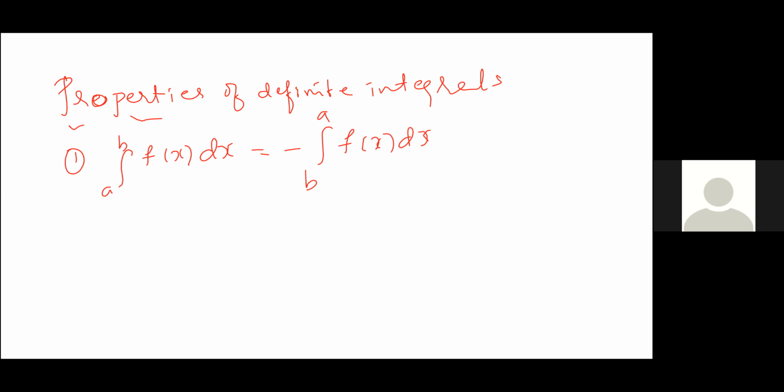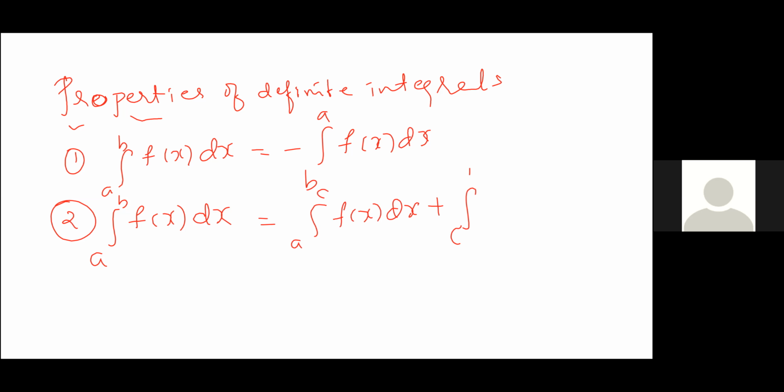Second one is the integration from a to b of f of x dx. If you are splitting the path, you can write this as the integral from a to c of f of x dx plus the integral from c to b of f of x dx. And keep one more thing in mind: whenever you integrate a definite integral, you should not write the integration constant. Just write the value of that function's integral. So this is the second property.